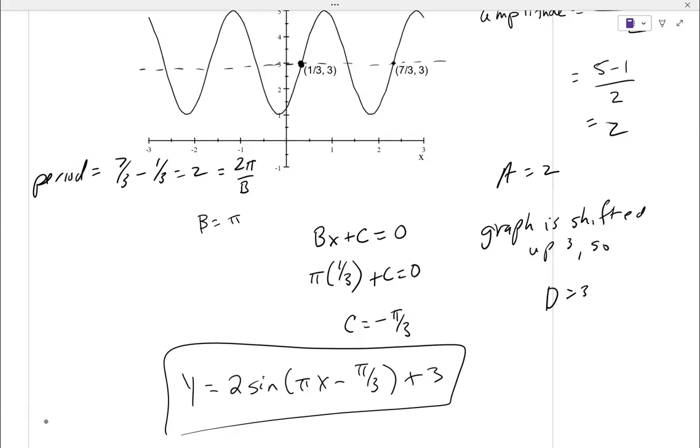Best thing about these problems is you can always check your answer. Plot it into a calculator, graph it, see if it goes through those points. Okay? Let's do the next one.